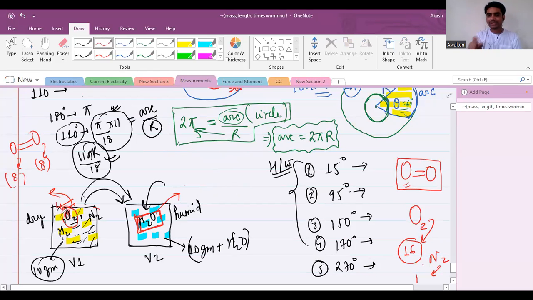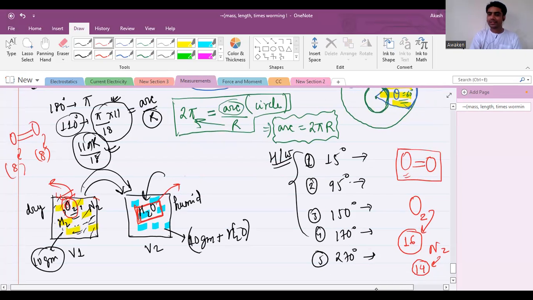Nitrogen 1 atomic mass is 7. Okay. So for N2 it will be 14. Whereas for oxygen it is 16.